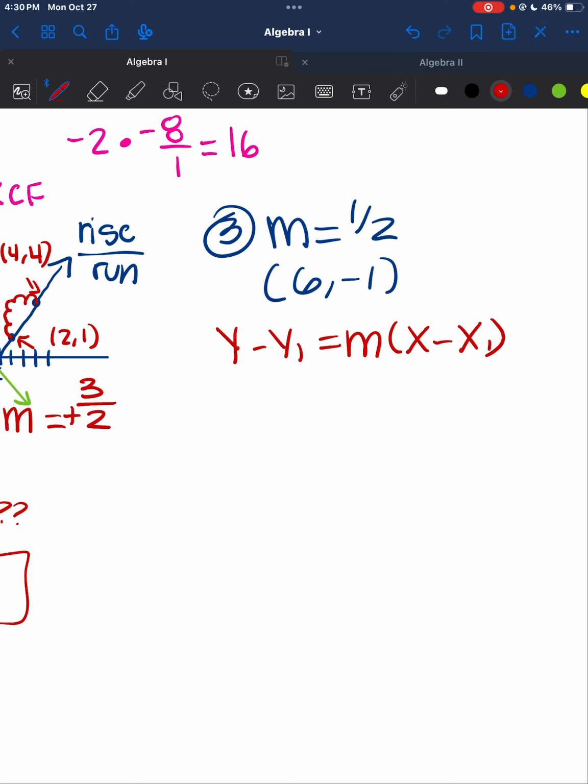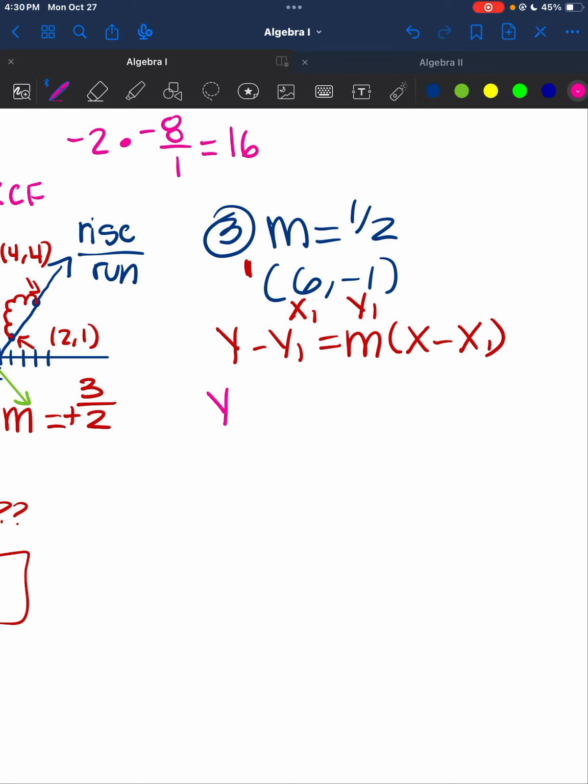First thing I want to do is label my stuff. This is my first set of points. This is my x1, this is my y1. Now I can go ahead and actually fill in the information. So I have y. I don't know what y is. They didn't give me a y. I have a y1. They gave me a y1. This is my first y value.